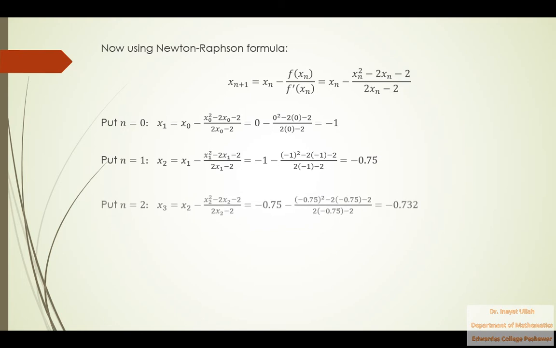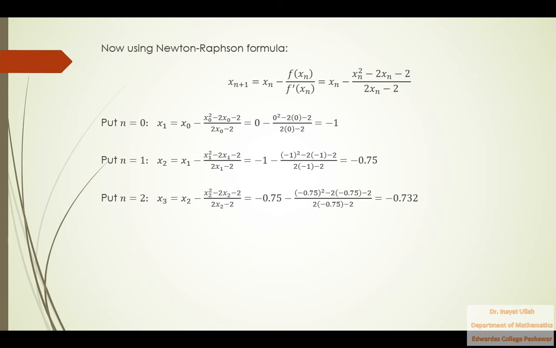Now similarly, whenever n is equal to 2, on the left hand side we will get x3, and on the right hand side we will get x2. All these three will be x2, but x2 is minus 0.75, so replace x2 by minus 0.75, and we will get this answer. Now we see that these two answers are equal to each other up to 1 decimal place, but we are going to find the solution up to 3 decimal places. So again we need to put n is equal to 3.